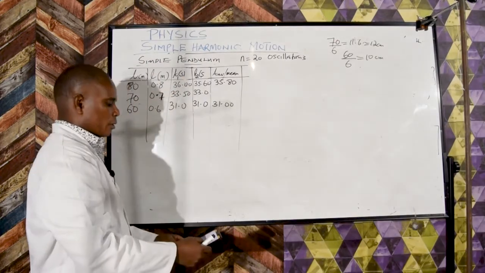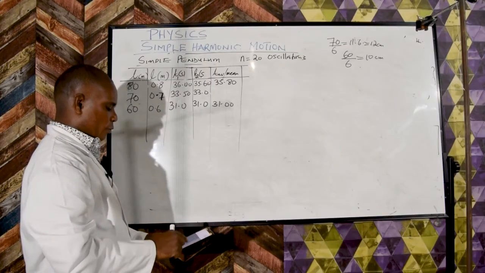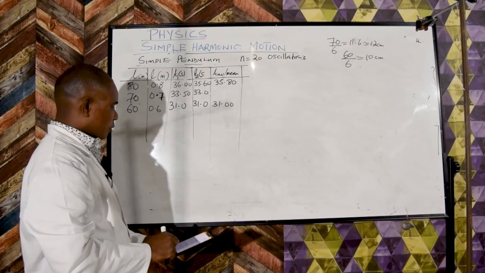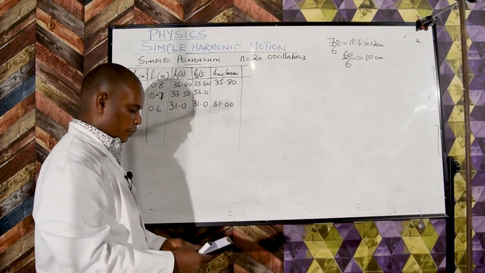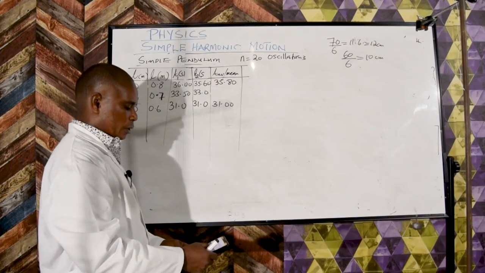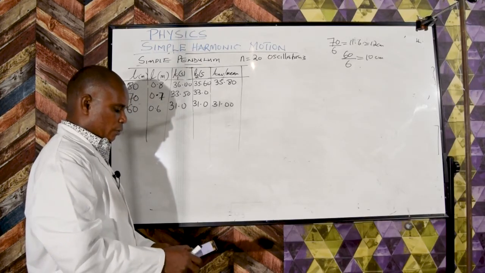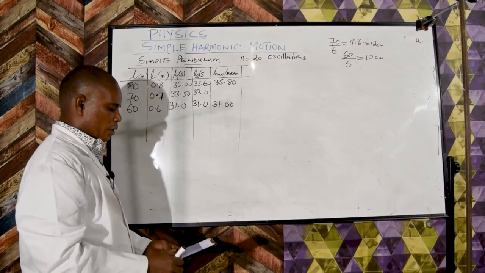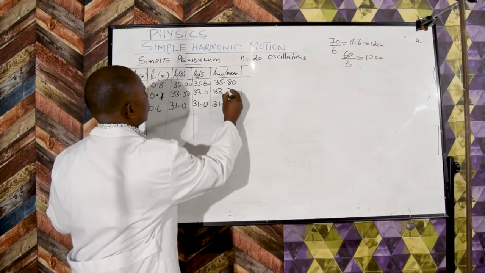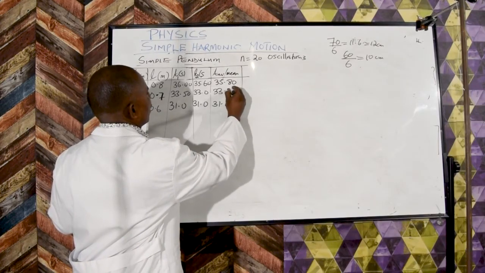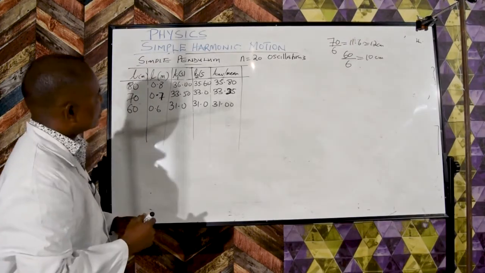So you use your calculator. 3.5 plus 33.0. You have to do this during the exam for yourself. That is 66.5. 66.5 divided by 2 gives 33.25, so we can say 33.3. So now that is the mean.